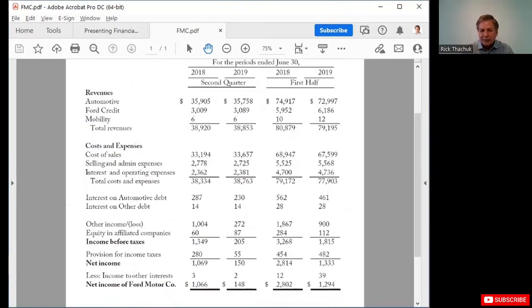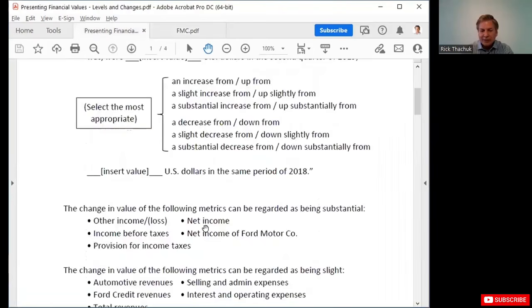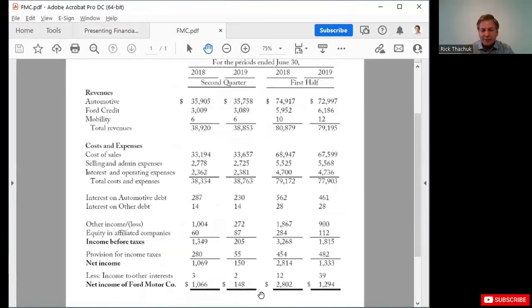So if I look at this value, it went from this to this. So that's definitely a decrease. Is that substantial? Looks substantial to me. Let's see if it's in our list. Net income. Here's net income of Ford Motor Company, and that move, in fact, is substantial. So we'll be saying the same thing, a substantial decrease from or down substantially from. Do you want to try to present that, please?